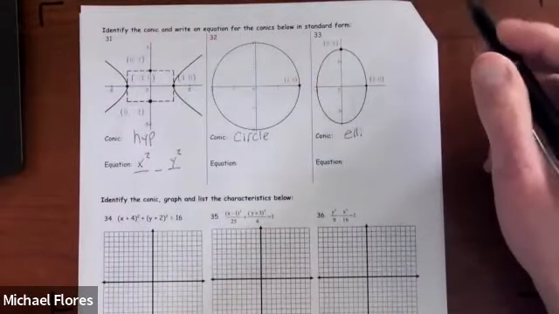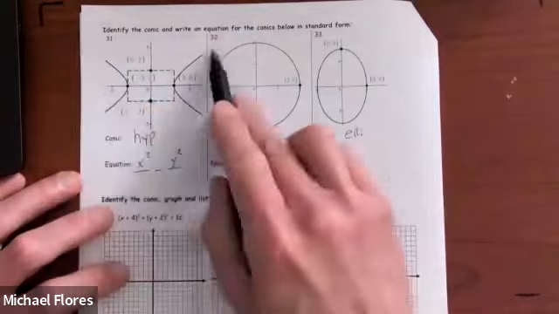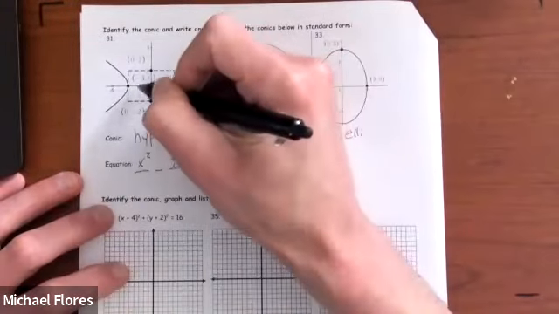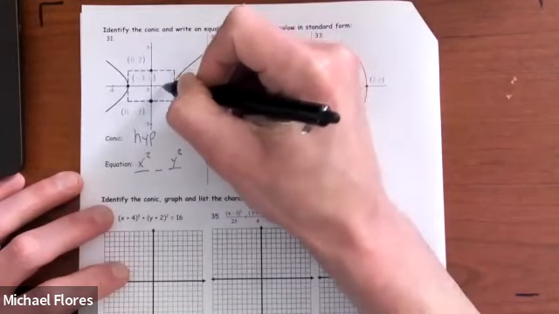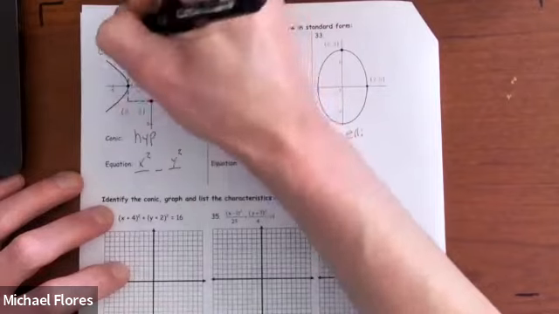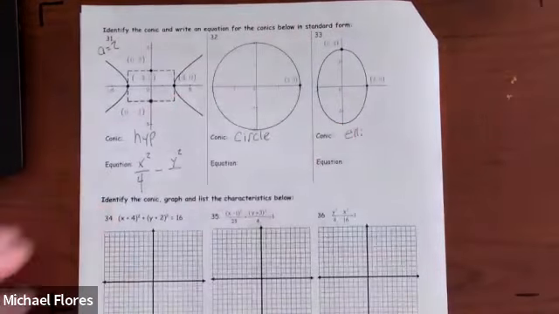Okay, now let's figure out our vertices. Since this is opening horizontally, these are our vertices. Looks like we have one at -2 and +2. So our A value is 2. Square it and put it underneath the x.